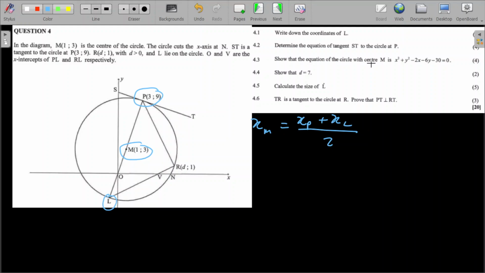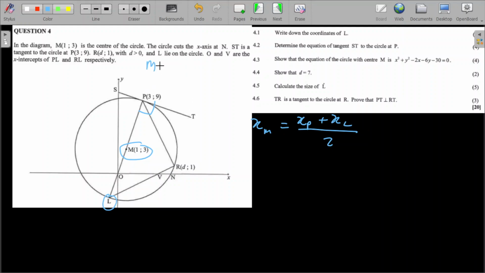Now 4.2, determine the equation of ST. The equation of ST now, again, very, very important. They're saying this is a tangent, and we know this is what? This is the diameter. Now, geometry needs to come into play. Tangent, diameter. This tells us the tangent is perpendicular to the radius, meaning this one is perpendicular to that, meaning you need to find the gradient of this one. So the gradient of this one times the gradient of this one, we know now.